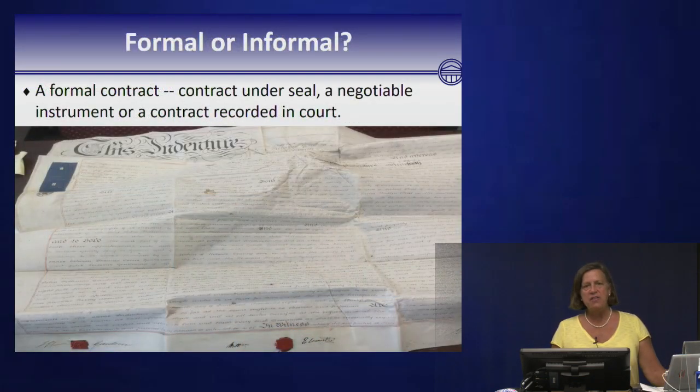A contract will either be an informal contract or a formal contract. The significance of a formal contract is that they are enforced not necessarily because you have offer, acceptance, consideration, but a formal contract is enforced because the formality with which it was executed is sufficient to show that the parties truly intended to enter into a contract.